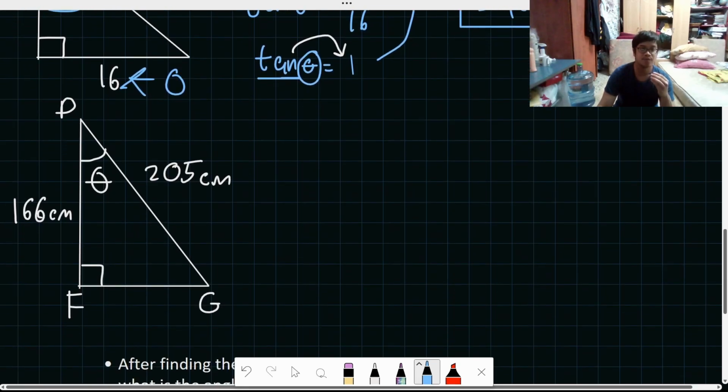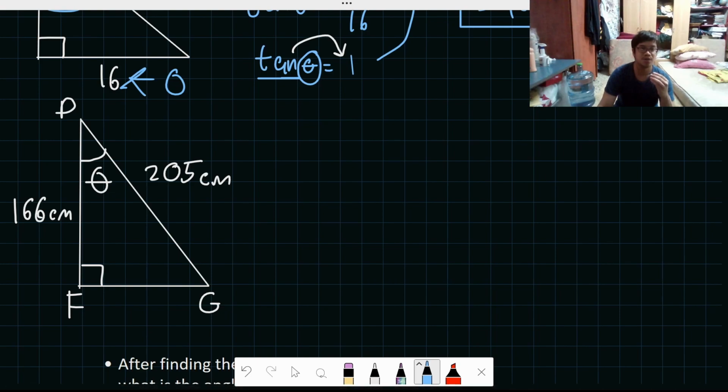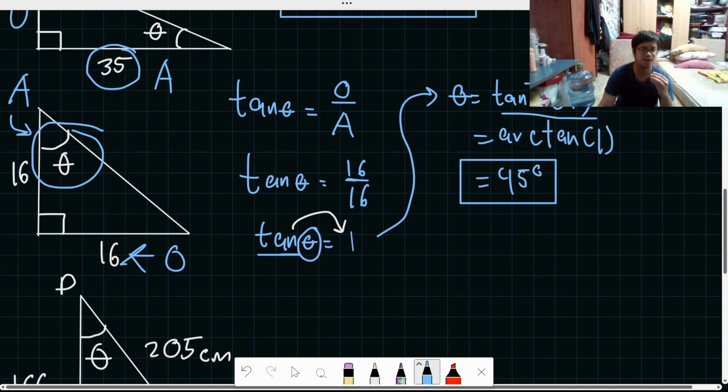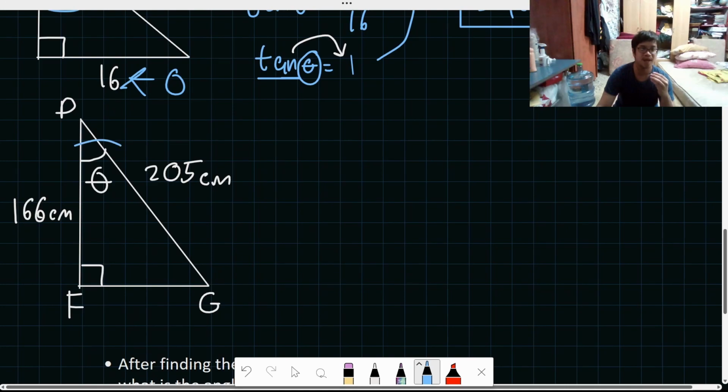Now, how about this one? If you take a look at this figure, this is similar to our second figure, where we have a given angle on the top.